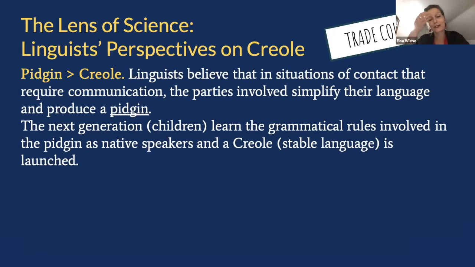And some pidgins have even expanded to almost regular vernaculars, like Nigerian Pidgin English and Cameroon Pidgin English as well. So this theory goes that the next generation of children, once you have a pidgin going on in a certain space, the children of the folks speaking the pidgin learn the grammatical rules involved in the pidgin as native speakers, and then a Creole is born, a stable language. I won't get into too much detail about the theory, but we are all born with a universal grammar, and so once we're born into a language, it stabilizes the language.